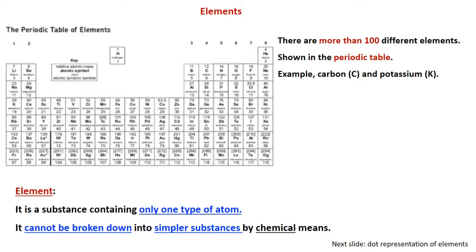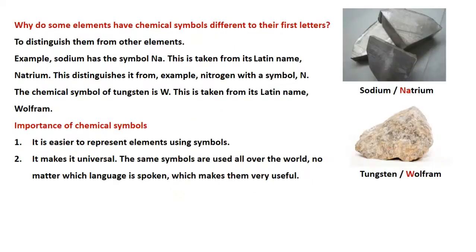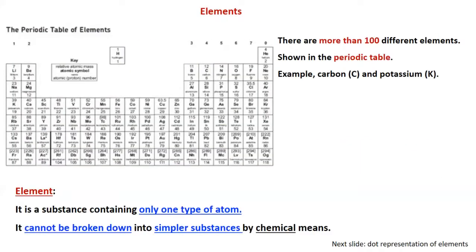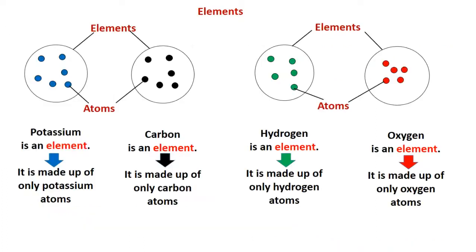An element is a substance that contains only one type of atom. Now let me go back one step and then tell you about it, okay? Two steps to be fair. So it's a substance containing only one type of atom. Number 2, it cannot be broken down into simpler substances by any chemical means. That is an element.